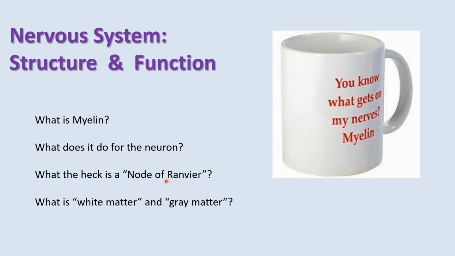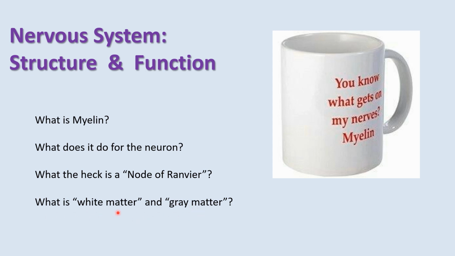What the heck is a node of Ranvier? Node of Ranvier is the spaces in between the myelin sheaths, and that's where we get action potentials when we talk about saltatory conduction.